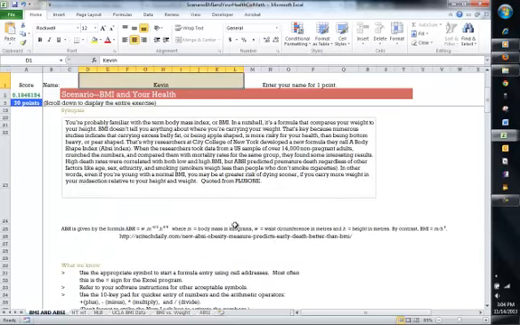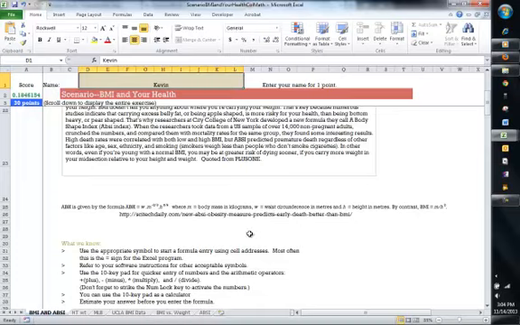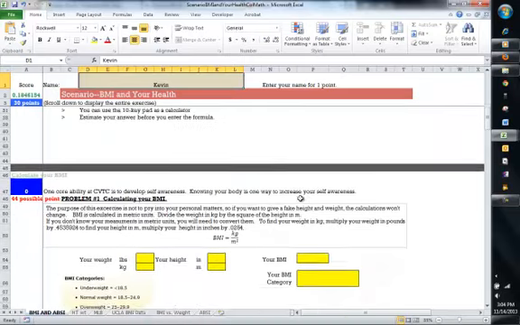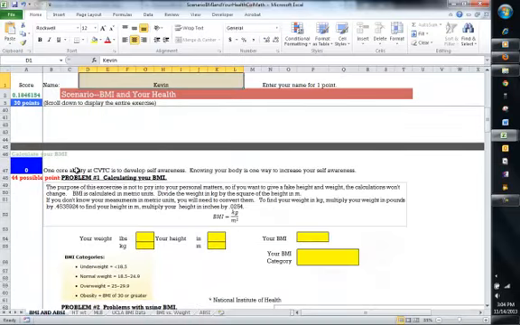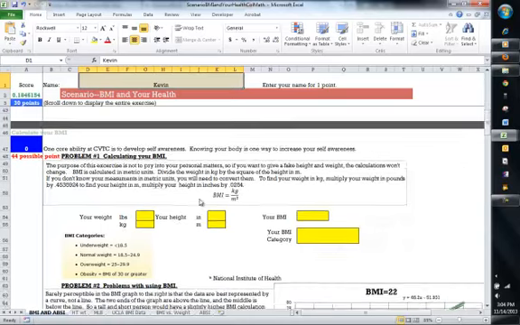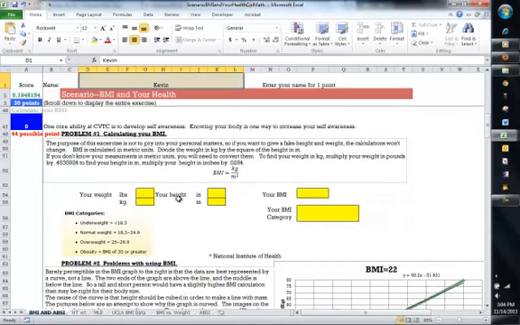And there's the ABSI formula from the ScienceTodayDaily.com. Here we go. We are supposed to, as one of our core abilities, be able to develop self-awareness. Knowing your body is one way to increase your self-awareness. The purpose of this exercise is not to pry into your personal matters, so if you want to give a fake height and weight, the calculations won't change.